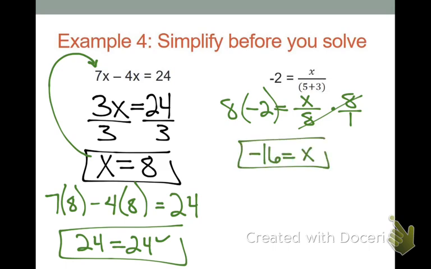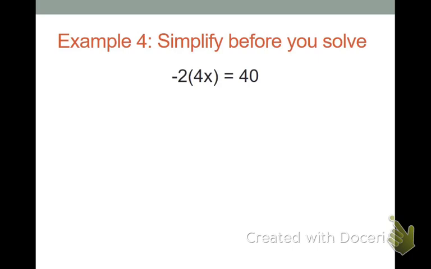And again, when I check, I just plug it back into the original. Negative 16 over 8 is, yes, negative 2. So on your homework, just make sure you show that checking. Any questions? One more problem. All right, last problem we're going to look at is another simplify before you solve.